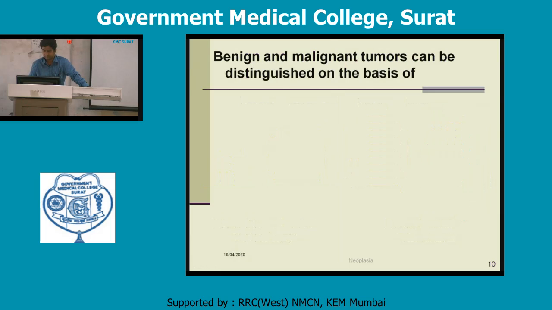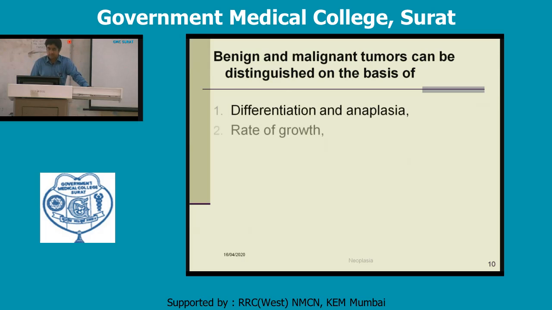Benign and malignant tumors can be distinguished on the basis of differentiation and anaplasia, rate of growth, local invasion and metastasis. These four points are very important for better understanding of benign and malignant lesions. We will see them one by one.